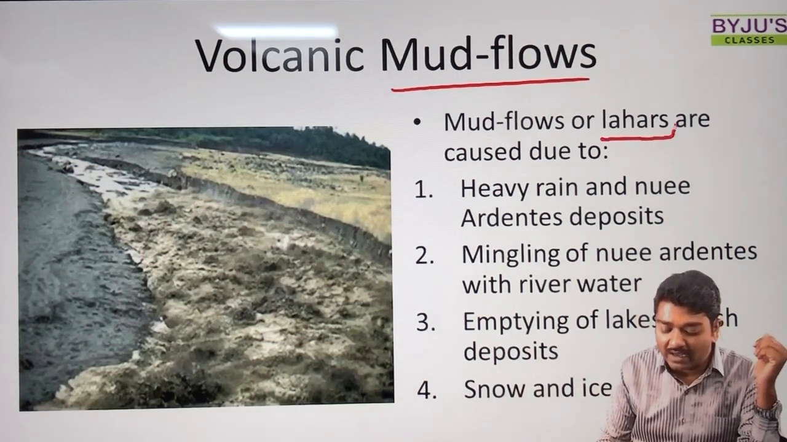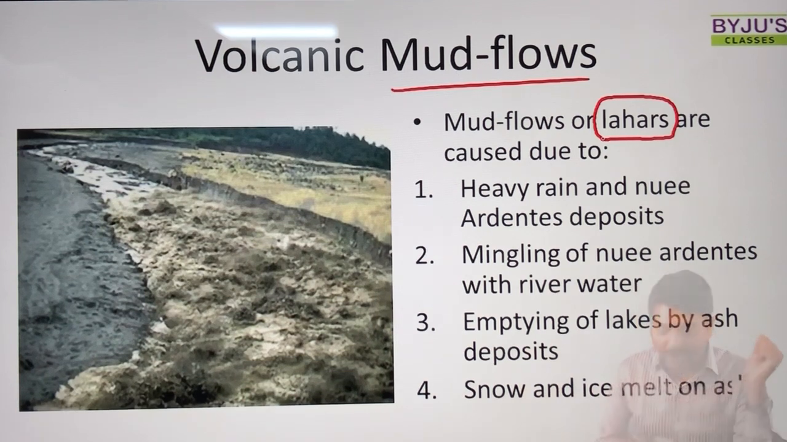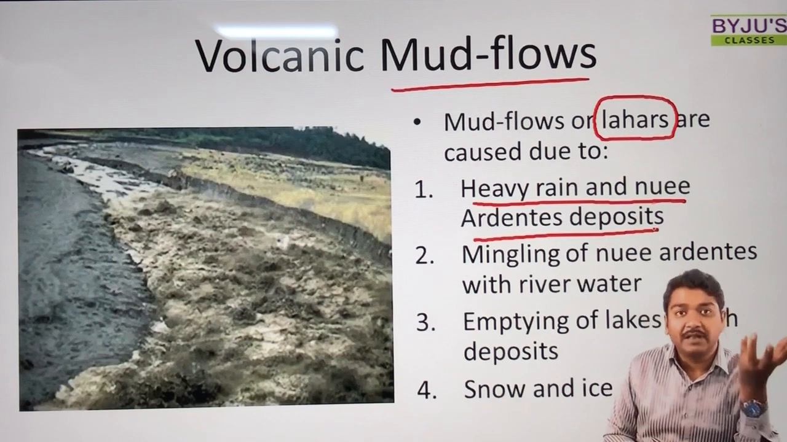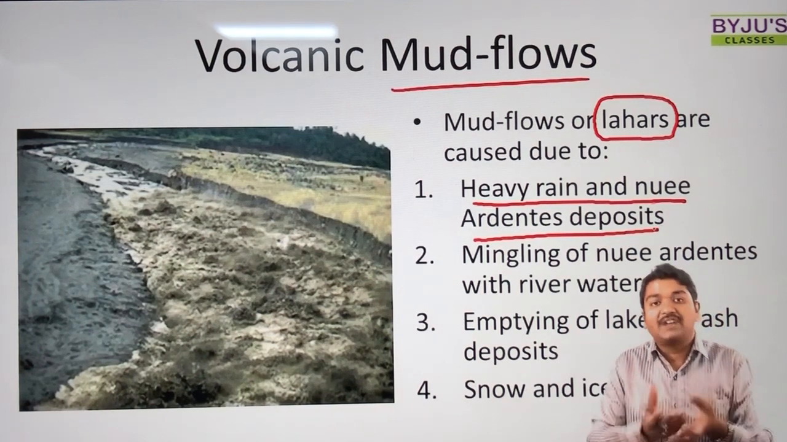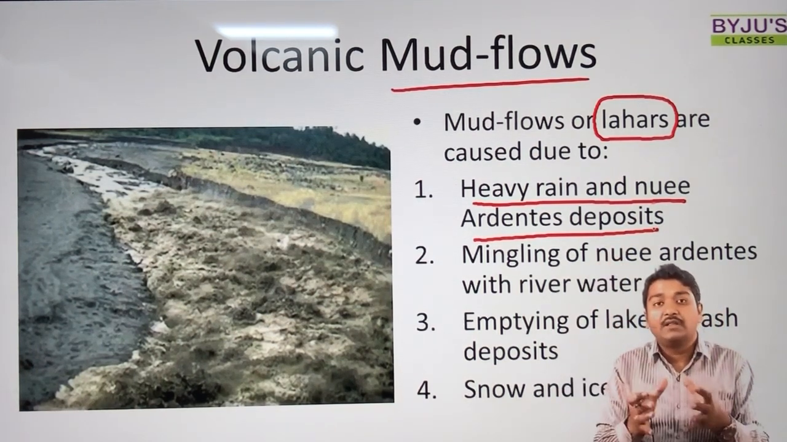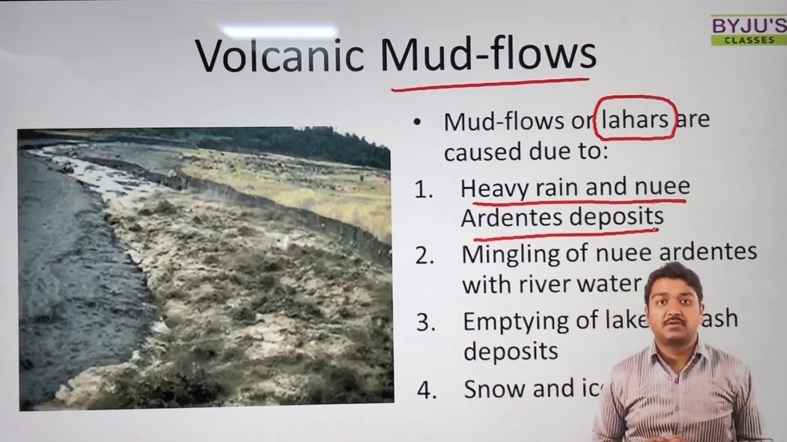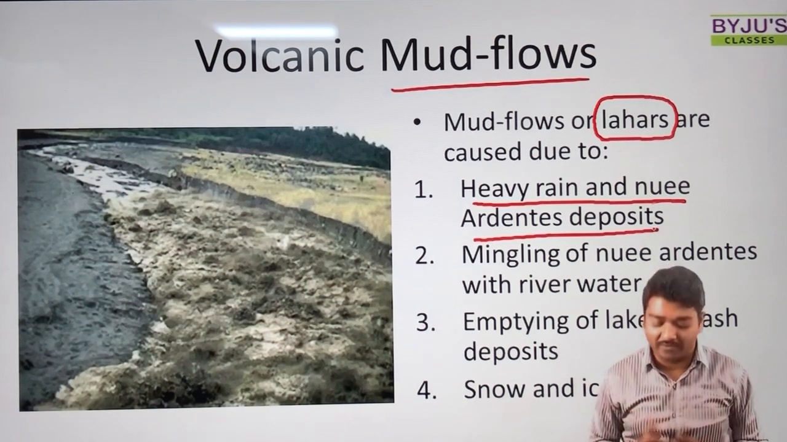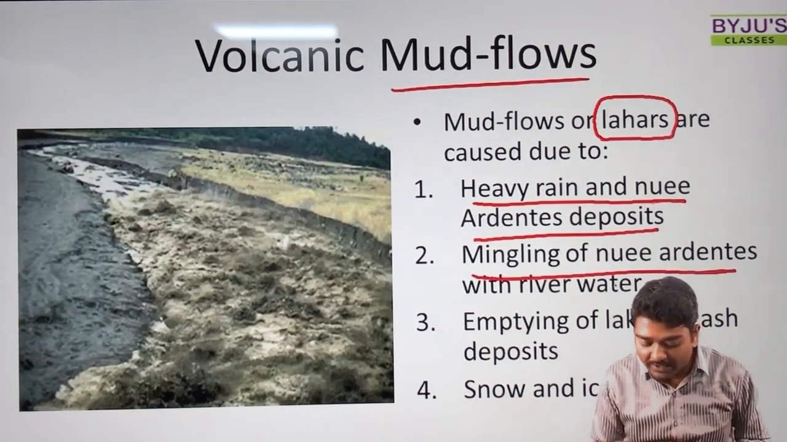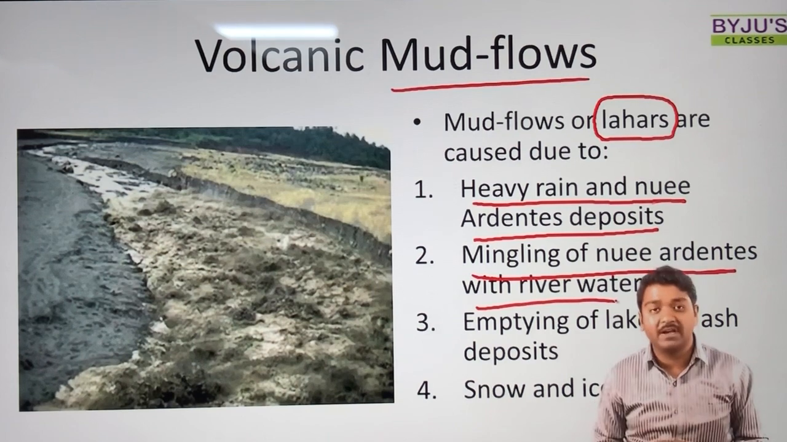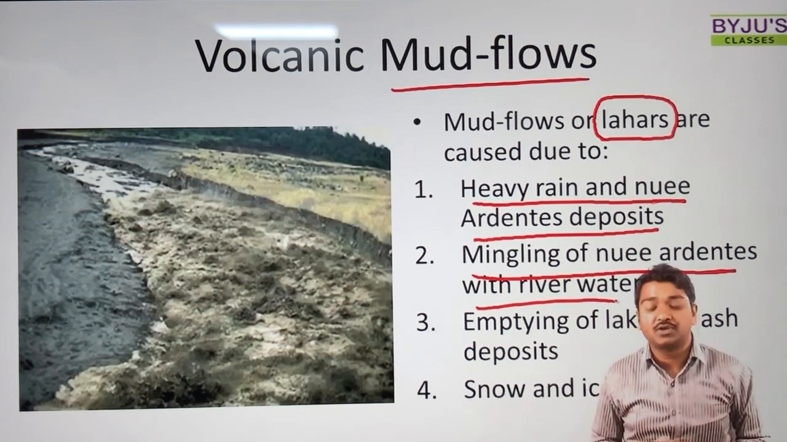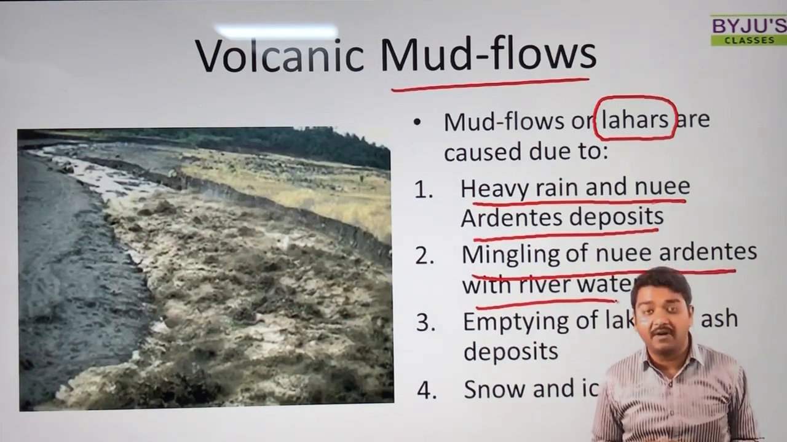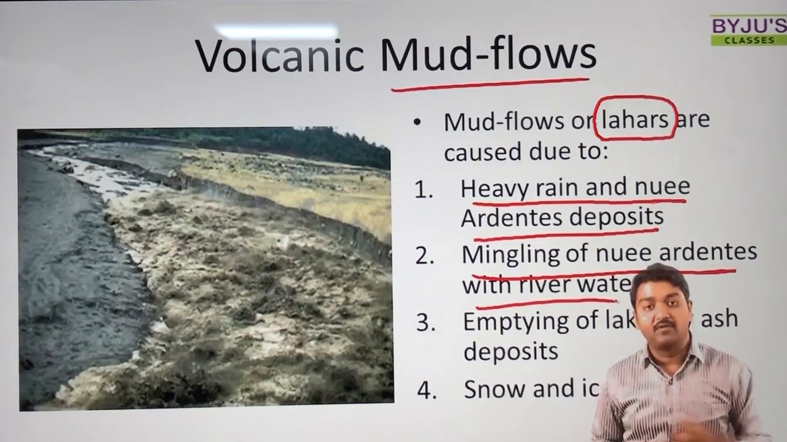Mud flows or lahars are caused due to heavy rain and nuées ardentes deposits that we saw, lightning, ashes and all coming. So ash is coming, heavy rain is there, and all this ash spreads out, isn't it? So when ash and water mix and flow, it looks like mud flows. Mingling of nuées ardentes with river water: there is a river nearby, and due to ash explosion it fell in the river, and the entire river flow will look like mud flows.